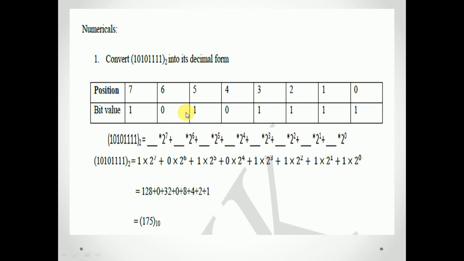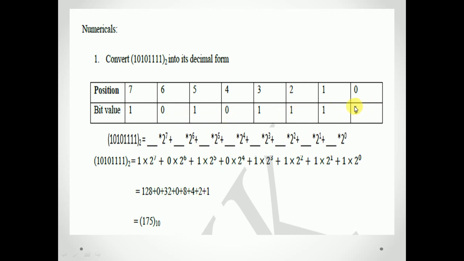10101111. You have to write it separately, from LHS to RHS. The bit values should be written from LHS to RHS. You have been given the number 10101111, so I have written this separately.